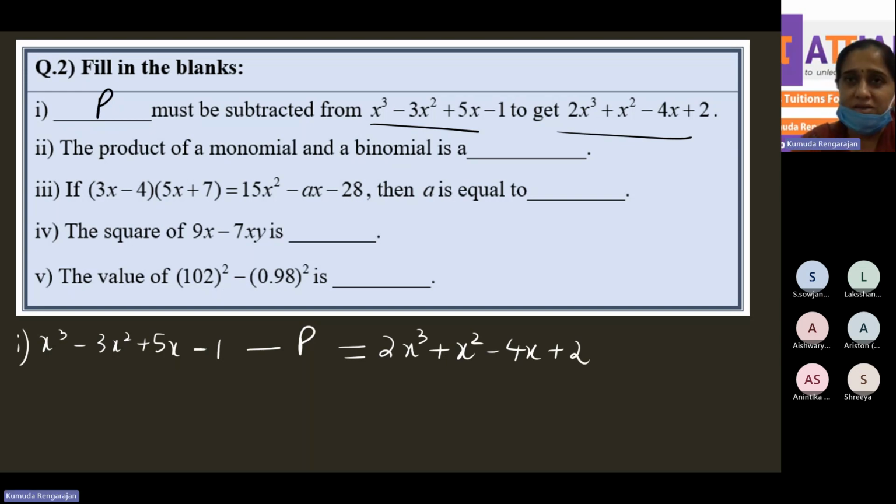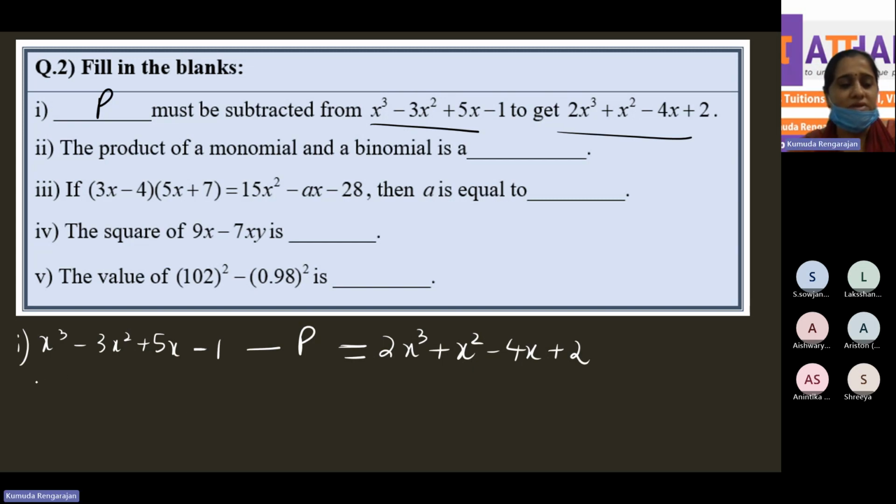Let P be subtracted. So what is after "from" should be written first: x cubed minus 3x squared plus 5x minus 1. And subtract it. So minus P to get, meaning equal to, this one.